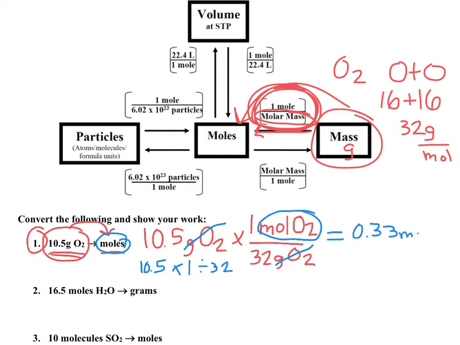0.33 moles of oxygen. You notice that I use MOL for moles. That's a shortcut, or a nickname, for moles. Instead of putting MOLES, you can just put MOL. In the end, that allowed you to do that problem and get our answer in moles of oxygen. So conversion number 1, complete.